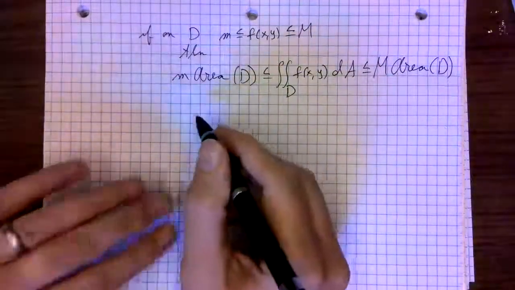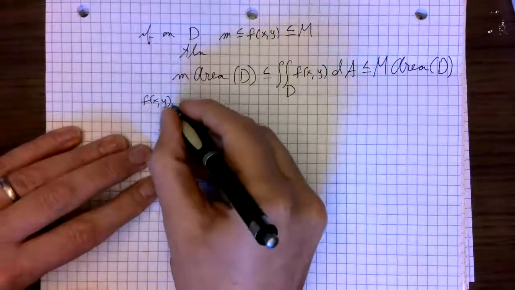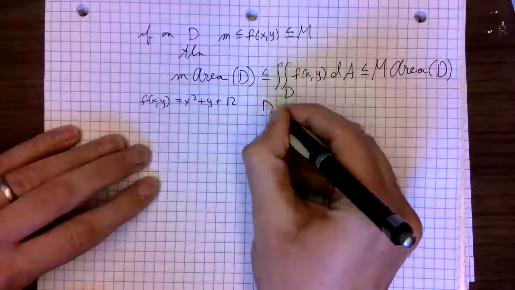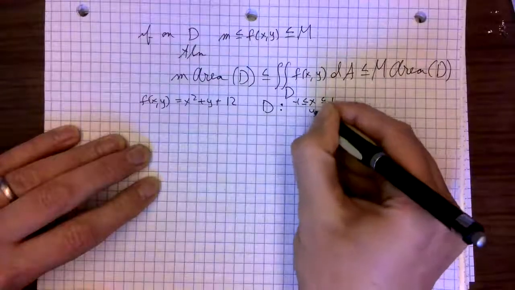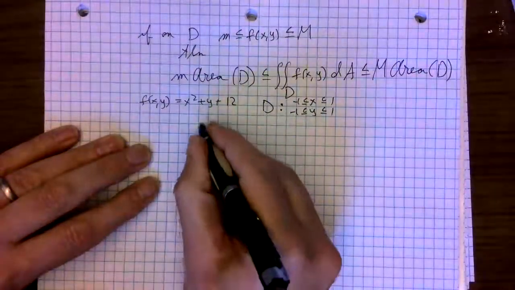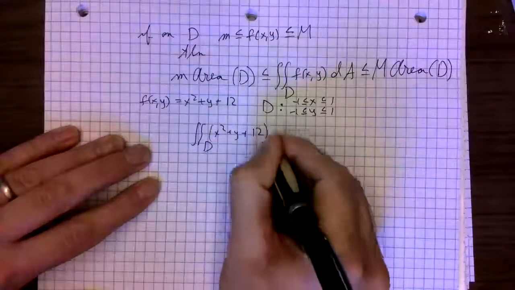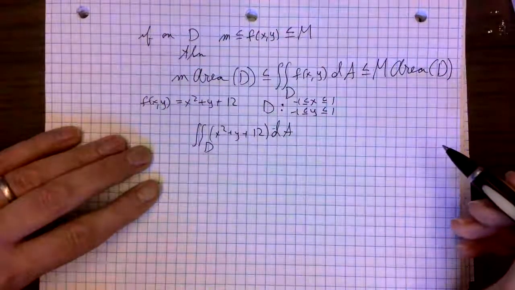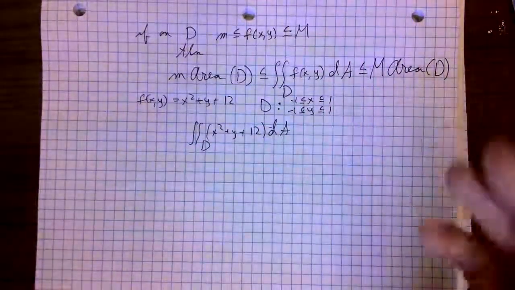How does it work? Let's look at an example. Suppose that f of x, y is x squared plus y plus 12, and let's suppose that D is, let's say, a rectangle just for simplicity. Then if we take the integral over D of x squared plus y plus 12, maybe we don't really want to do this integral, though we easily could. We're just interested in a simple estimate.